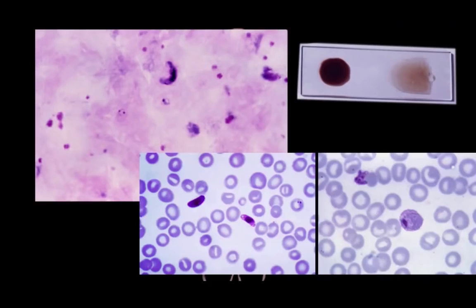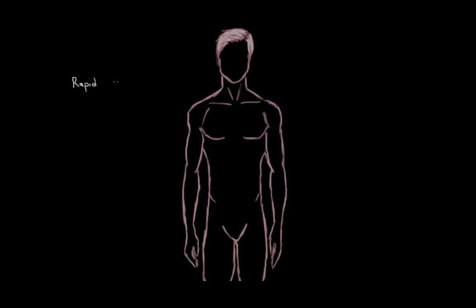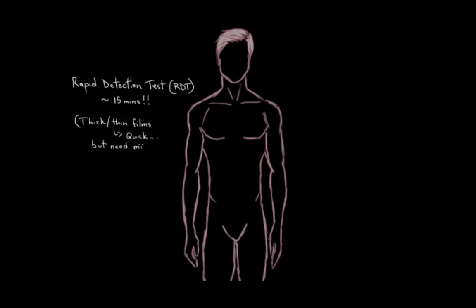All right, one last test we'll talk about. This one's called a rapid detection test, or an RDT. And this will give us our results in only about 15 minutes, and you don't really need any training to do it. Whereas our thick and thin films, although theoretically they could be done really quickly, first of all, you need a microscope, and second, you need someone with a really skilled eye to actually look at the blood films, and these might not always be available.